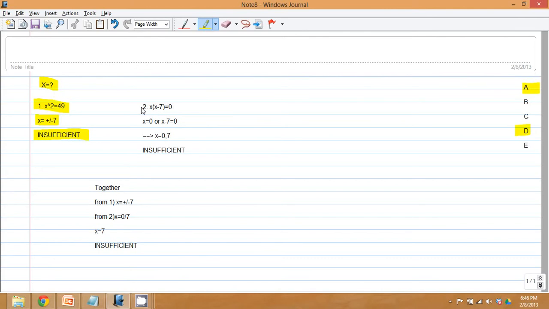Now let's figure out how the second one works. The second says that x into x minus 7 is equal to 0. That means either the first half, x, should be equal to 0, or the second half, x minus 7, should be equal to 0. If the first is true, x is 0, and if the second is true, then x is equal to 7. Again we have two possible values, and one of these has to be the value of x, so it's insufficient. So again B is out of question.